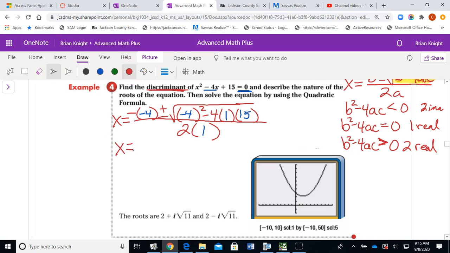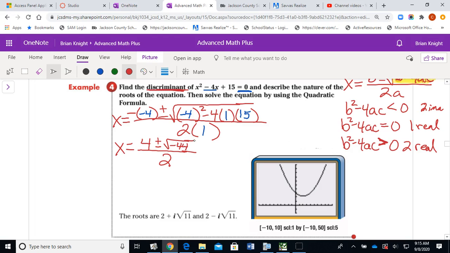Okay? I simplified in 3 stages. I do this part right here. A negative 4 is 4. Over, I do the bottom. 2 times 1 is 2. So we have plus or minus the square root of, I do that part under the radical by itself. So what is negative 4 squared minus 4 times 1 times 15? 4 times 15 is 60. So negative 60 plus 16. What's negative 60 plus 16? Negative 44? That is also, I believe, correct.